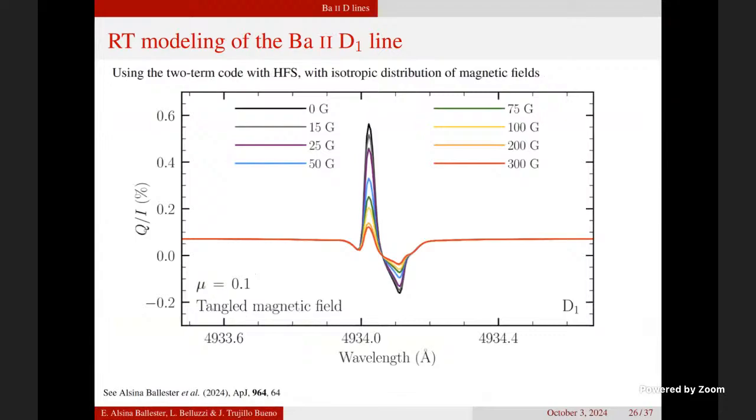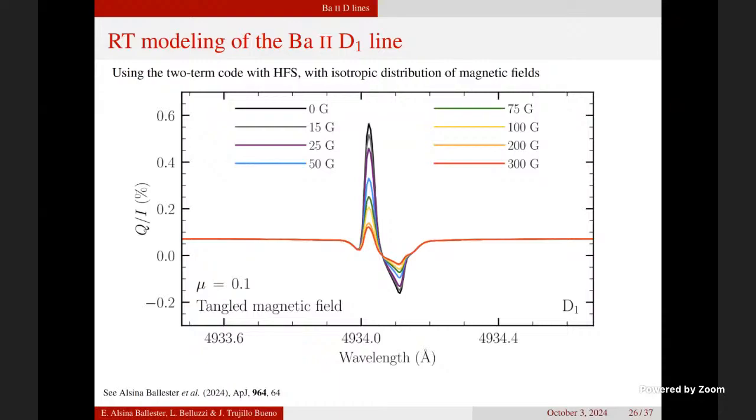Okay, and with this, I show you the calculations with our code, the 2-term code with hyperfine structure, accounting for the impact of isotropic magnetic fields. And just to show you that for magnetic fields on the order of tens of Gauss, we do get a clear sensitivity to these magnetic fields in the case of an isotropic distribution of magnetic fields through a depolarization.